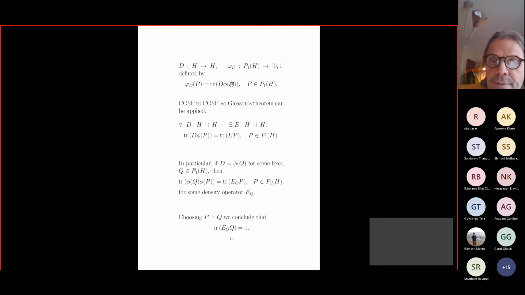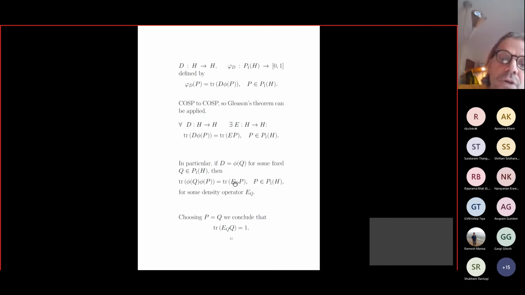So this Gleason's function is induced by some density operator E. So trace D phi P is equal to trace EP. Of course, this E is a density operator, and of course, it depends on D. Now for every D, I can find such a density operator E. I will take D equal to phi Q, where Q is any projection of rank 1. I choose it and then I fix it. Of course, Q is a projection of rank 1, so phi Q is a projection of rank 1, so phi Q is a density operator. I plug it in and I get trace phi Q phi P is equal to trace E sub Q P, where E sub Q is some density operator.